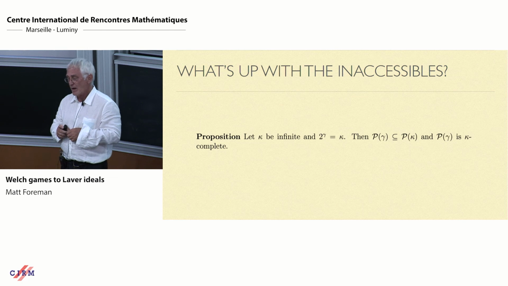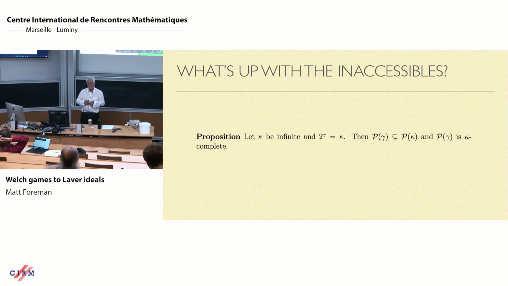Okay, the second proposition is: take kappa infinite and gamma such that 2 to the gamma equals kappa. It's a triviality that the power set of gamma is contained in the power set of kappa, and the power set of gamma is a complete Boolean algebra, so in particular it's kappa complete. Now, what happens if we're back playing the Welch game on kappa, and player 1 plays the power set of gamma?